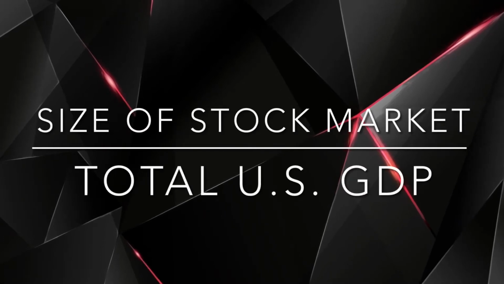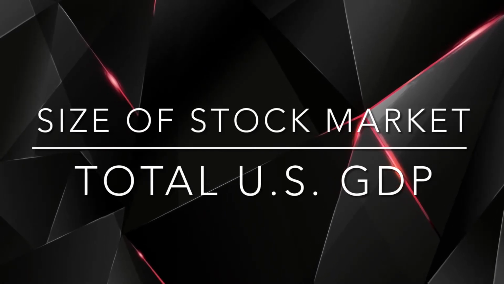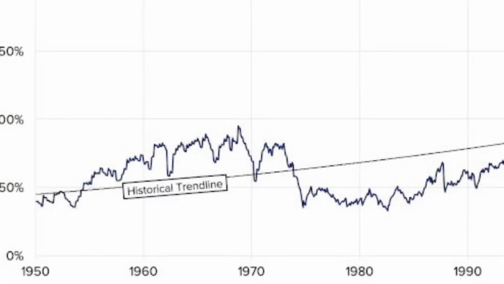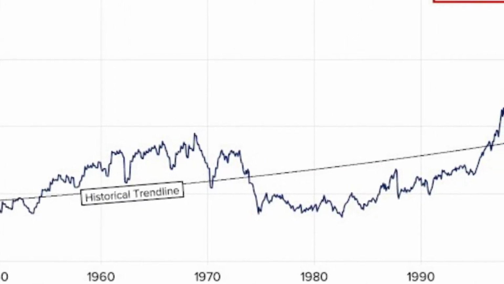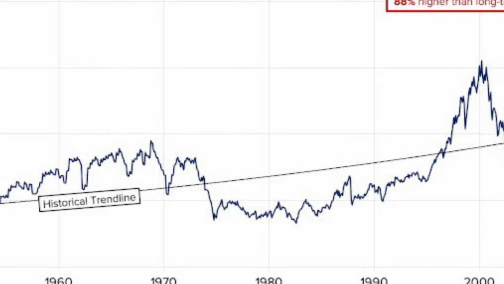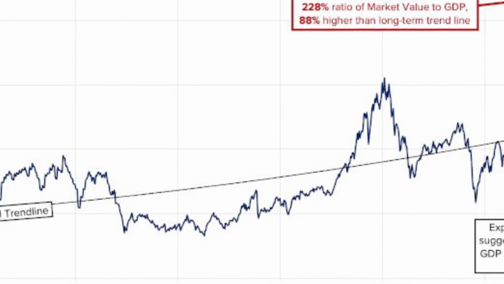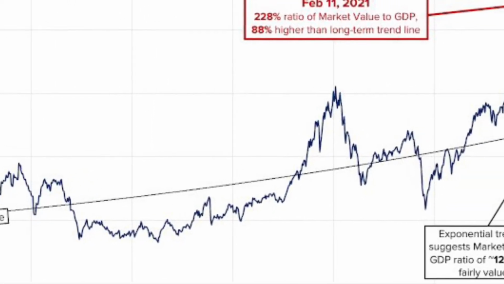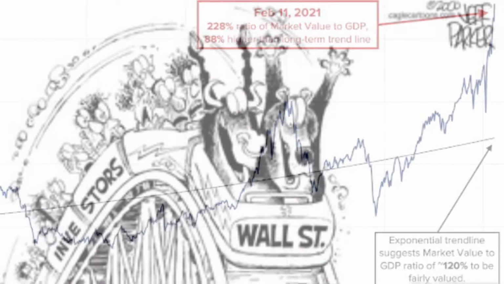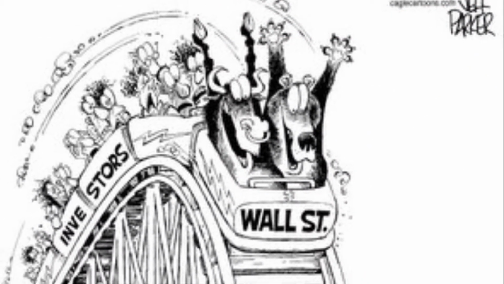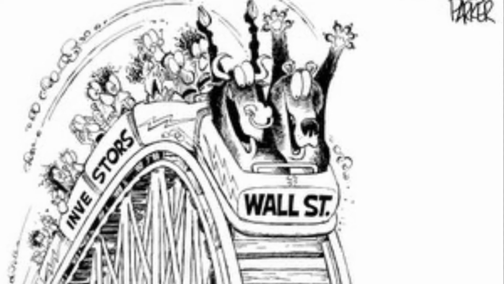Let's compare the sizes between the GDP and the size of the US stock market. By dividing the worth of the stock market in the United States by the US GDP, we get a value that is approximately 2.28. This means that the US stock market's value is 228% above the US GDP's size. The exponential trend line shows that when the stock market is 120% above the GDP, it is fairly valued. Basically, our market is way above its fair value, and it is about time for a considerable drop.